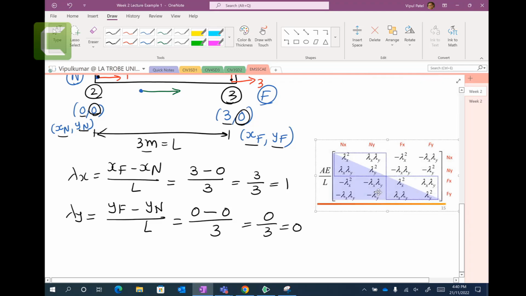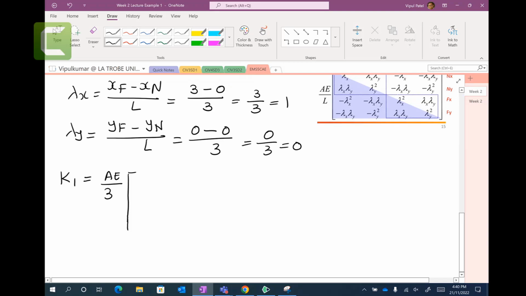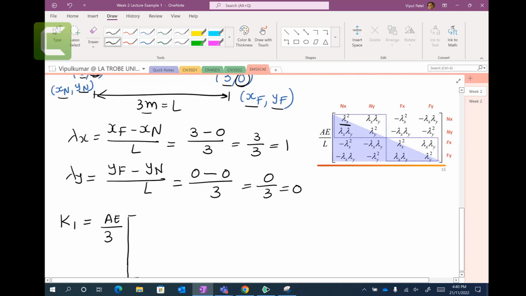Now we're going to substitute those values here. This is K1, by the way. The whole equation is K1. K1 equals AE over L, which is 3, times lambda x squared, so 1 squared is 1. Lambda x times lambda y, 1 times 0 is 0.